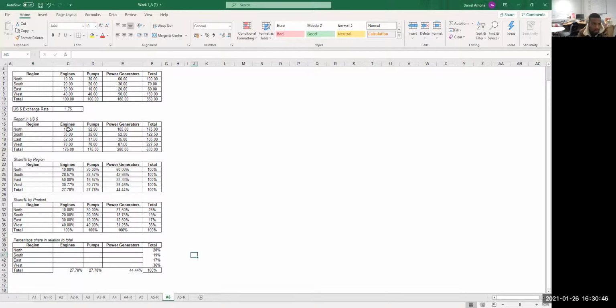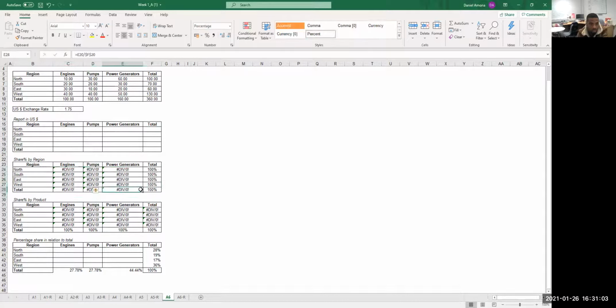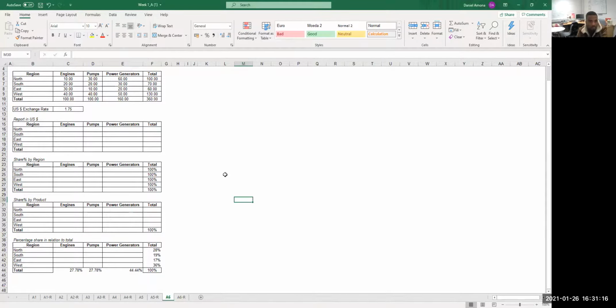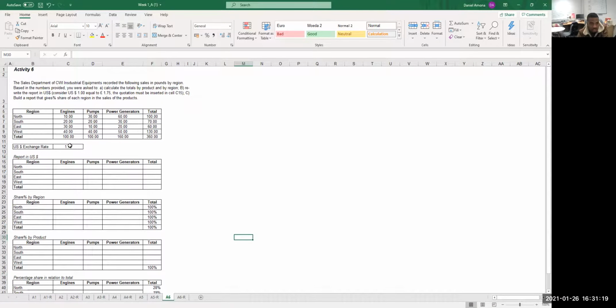If we continue and just finalize activity 6, we'll find out that I've done a few of the work there. Just try to take all the answers out, so pretty much do it ourselves. We try to see for the exchange rate.